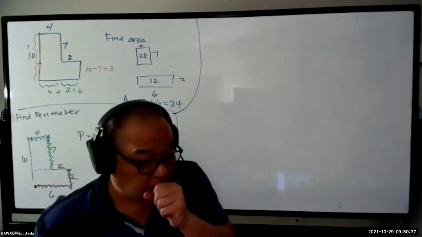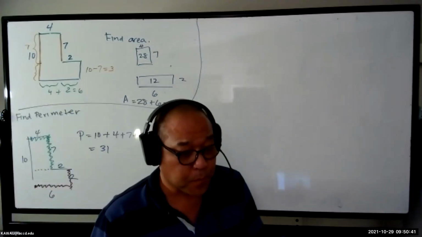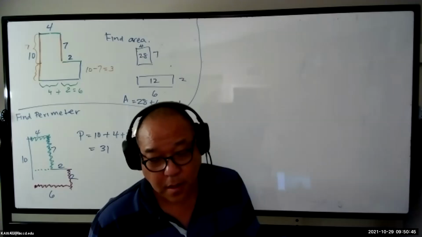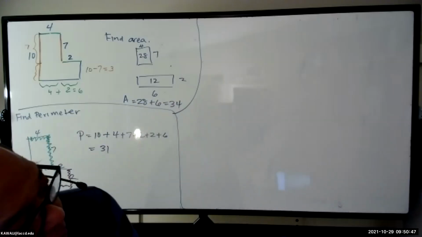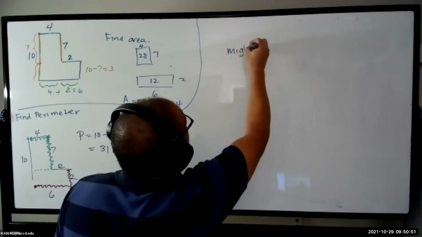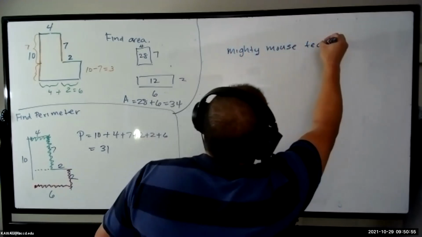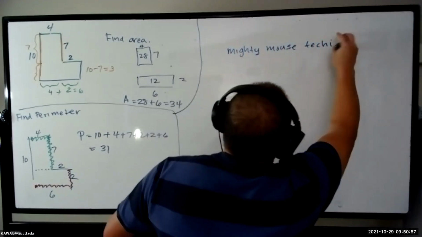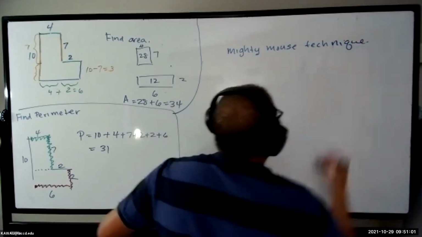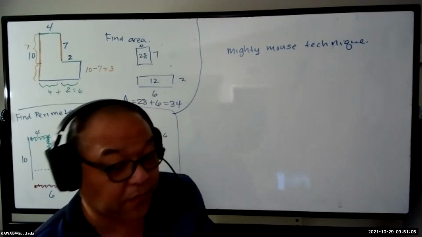Now, before we go into the last example, I want to talk about what's called the Mighty Mouse Technique. Okay. This was discovered by an Israeli professor.